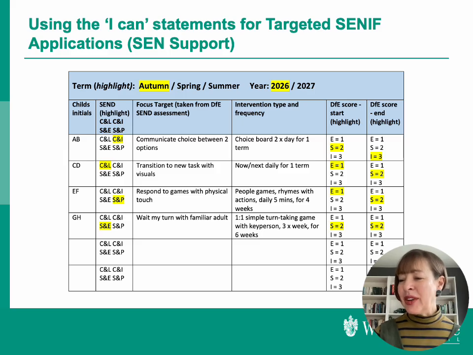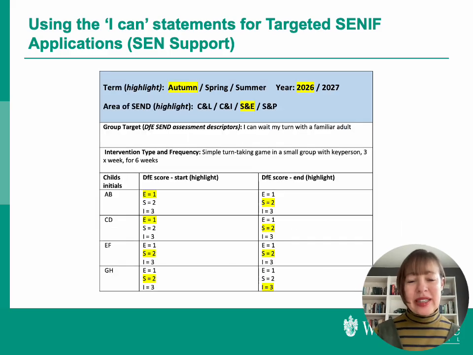And the last child down in the example is working in social and emotional. Their statement is I can wait my turn with a familiar adult. The interventions are going to be 1-to-1 simple turn-taking games with a key person 3 times a week for 6 weeks. And they're assessed at supported in their start point, and at their review they're still supported, so they might need to continue that strategy for longer, or we might need to look at shifting to a different one.